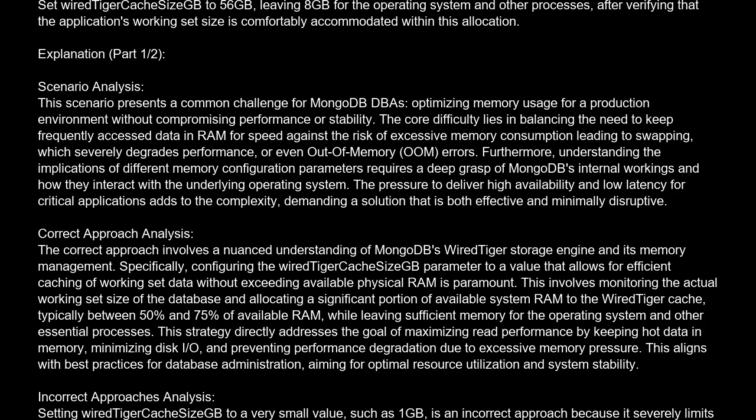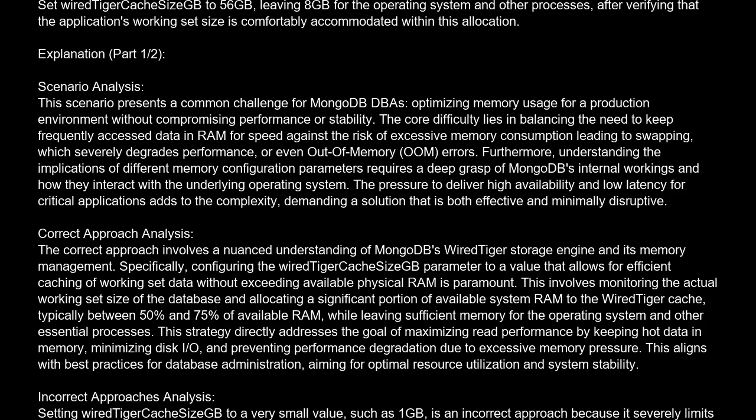Correct approach analysis. The correct approach involves a nuanced understanding of MongoDB's WiredTiger storage engine and its memory management. Specifically, configuring the wiredTigerCacheSizeGB parameter to a value that allows for efficient caching of working set data without exceeding available physical RAM is paramount. This involves monitoring the actual working set size of the database and allocating a significant portion of available system RAM to the WiredTiger cache, typically between 50% and 75% of available RAM, while leaving sufficient memory for the operating system and other essential processes.